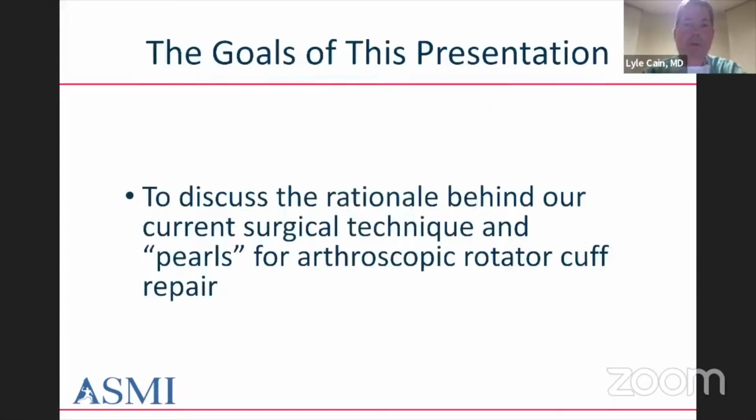So I'm going to talk about our rationale behind our current technique, and I'm going to show you some of the pearls that we have found over the years for arthroscopic rotator cuff repair.